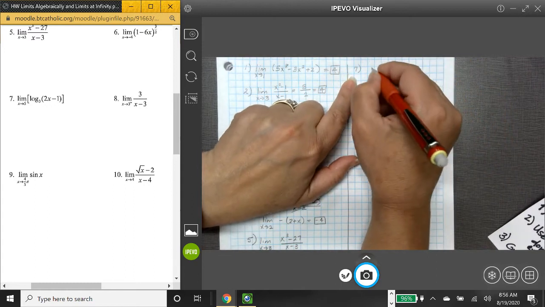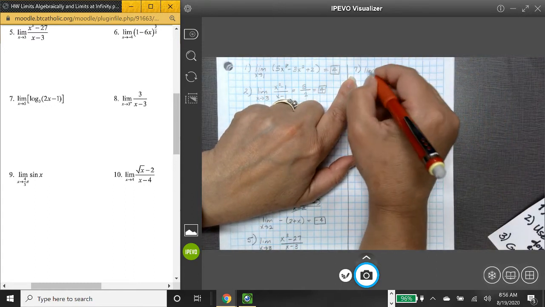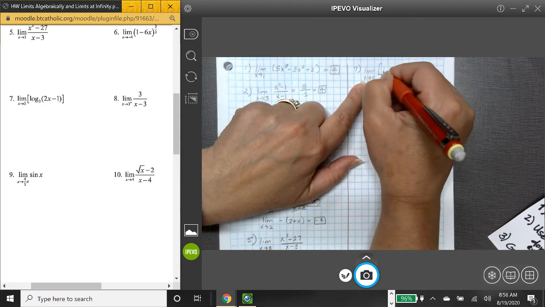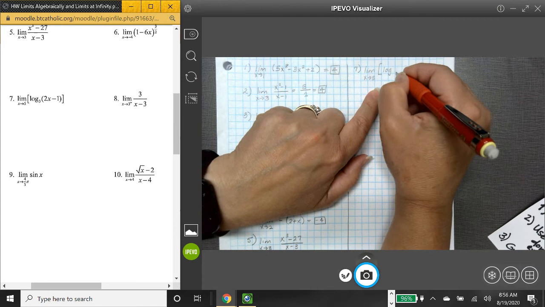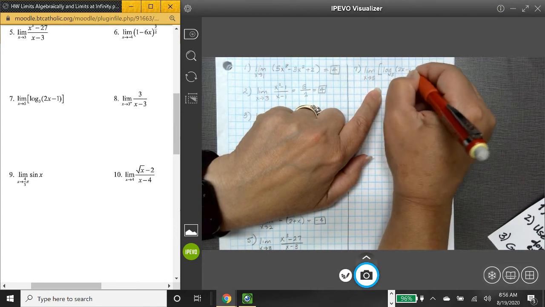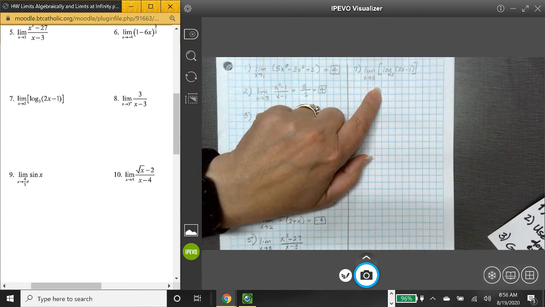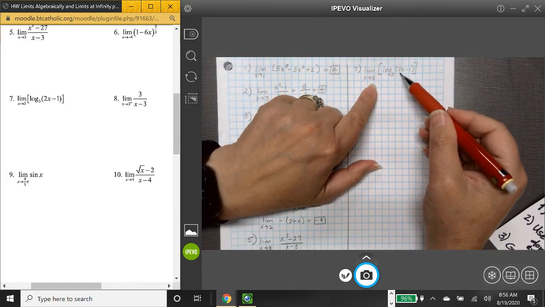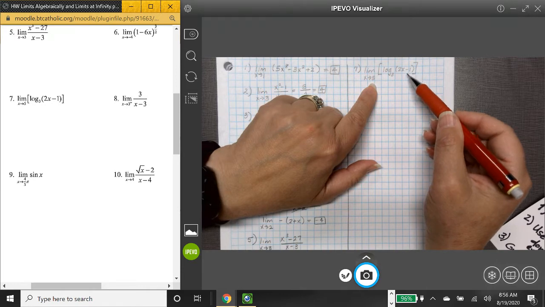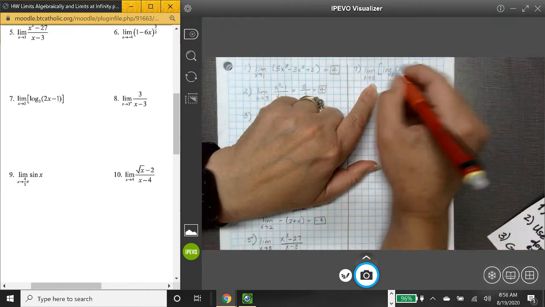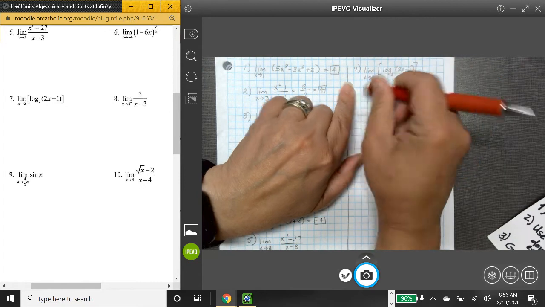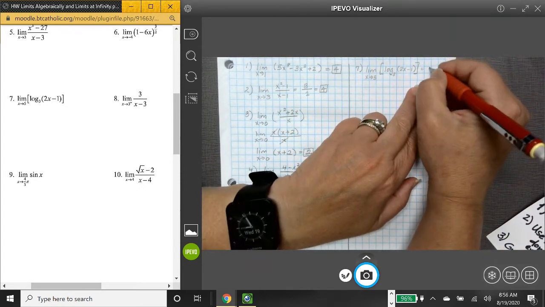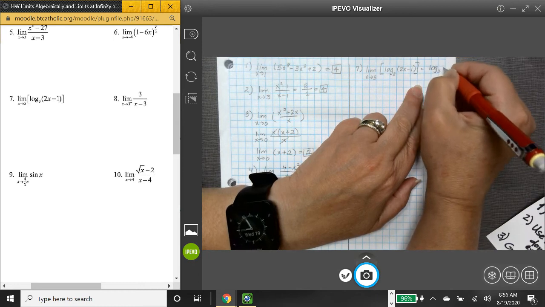This one is the limit as x approaches 5 of the log base 3 of 2x minus 1. Now let's see if we can do some substitution. What happens when I plug a 5 in here? I get 10 minus 1, which is 9. So then this becomes the limit. Well, actually, once I take x to 5, I don't need the limit, right? So this is going to equal log base 3 of 9.